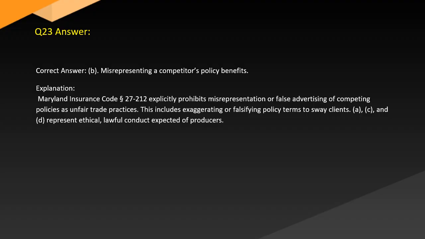Answer. Correct answer: B. Misrepresenting a competitor's policy benefits. Explanation. Maryland Insurance Code §27-212 explicitly prohibits misrepresentation or false advertising of competing policies as unfair trade practices. This includes exaggerating or falsifying policy terms to sway clients. A, C, and D represent ethical, lawful conduct expected of producers.